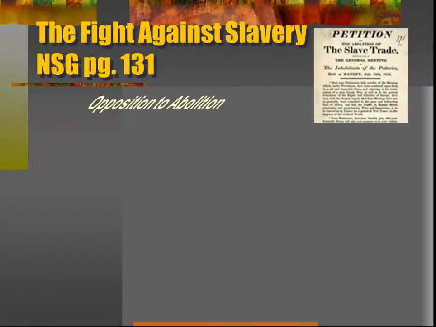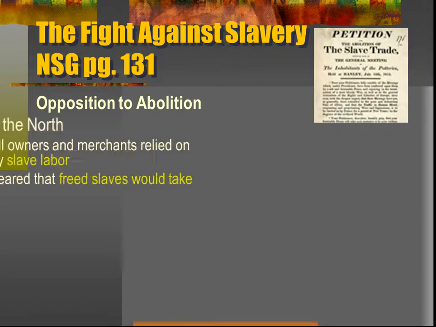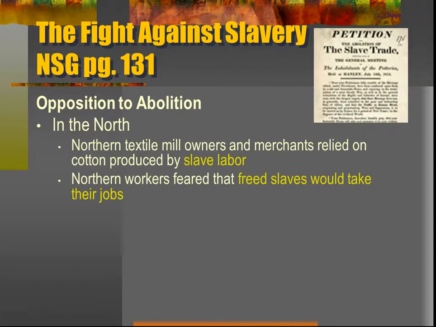In the North, there was opposition to abolition. There was opposition in the North and obviously in the South to ending slavery. In the North, textile mill owners and merchants relied on cotton produced by slave labor. So those who relied on cotton from the South for their livelihood didn't want to get rid of slaves. And there was a fear, probably unfounded, that free slaves would take their jobs.